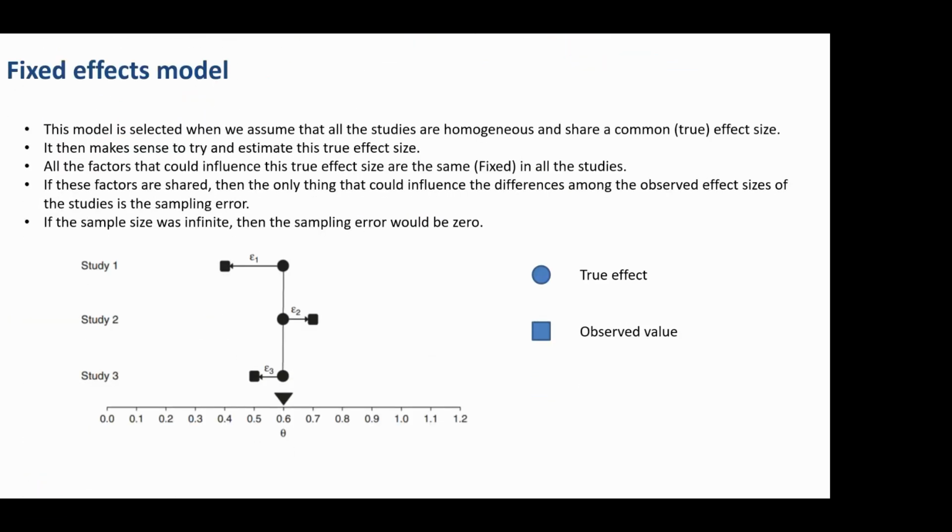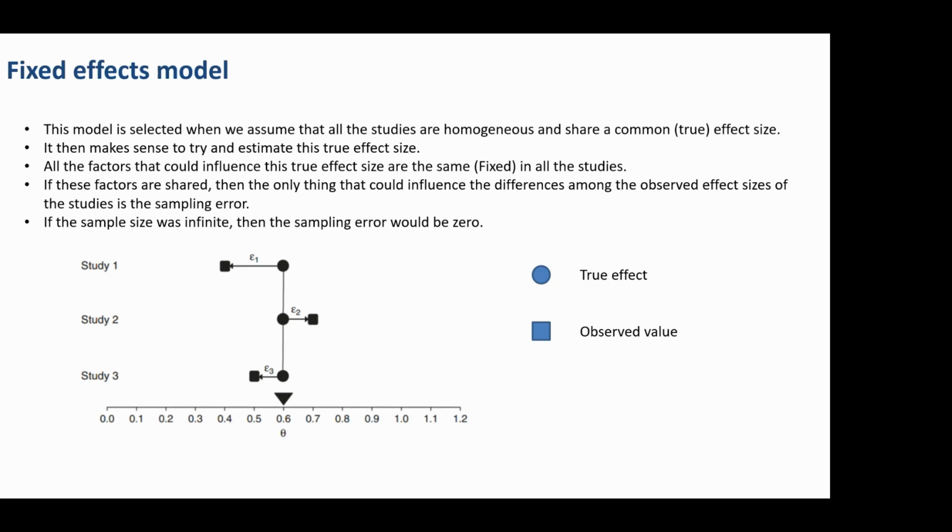Now, fixed effect model versus random effect model. This is the most standard one. This is used when you have homogeneous studies, which means that they have very similar conditions and they all share a true common effect size. So they're all very close to the real value that they are trying to measure. And all the factors influencing this are similar.